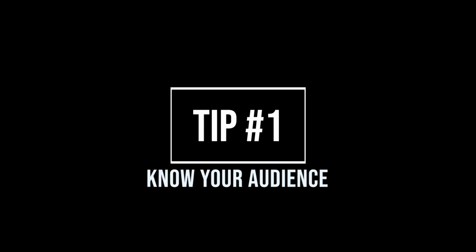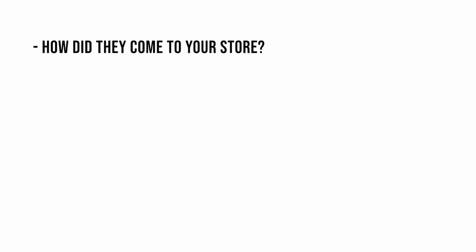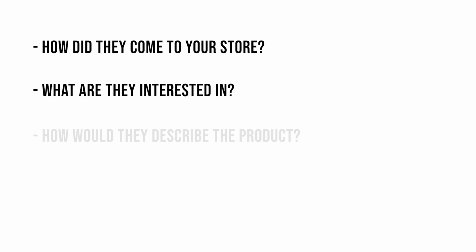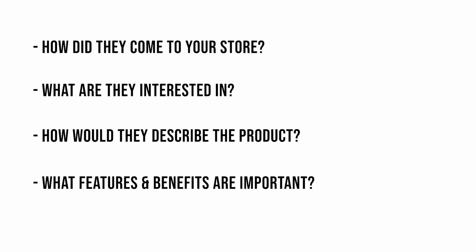So tip number 1 is know who your target audience is. You ought to be able to define the features in which your potential buyers are going to be most interested in. And to do that, you need to create a buyer persona. So as you're writing your product description, what you need to be keeping in the back of your mind is, how did they come to your store? What are they interested in? How would this person describe that particular product you're trying to sell to their friends? And most importantly, what features and benefits would be most important to that potential buyer?